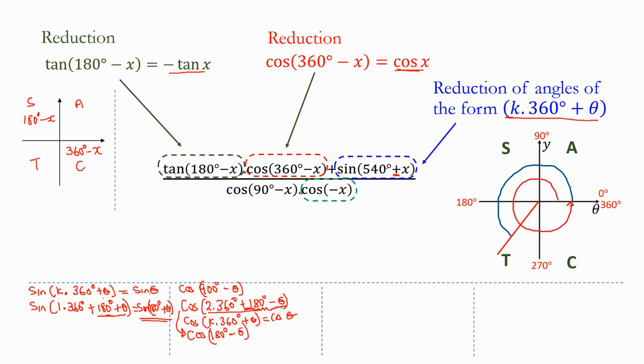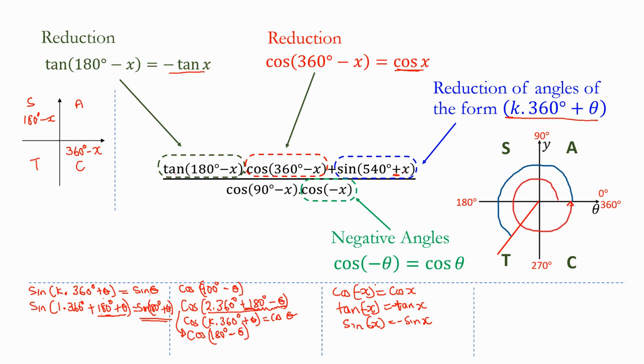And then what do you think of here? These are negative angles. Remember, negative angles. Remember that cos negative x is equal to cos x. Then tan negative x is equal to negative tan x. And then sine negative x is equal to negative sine x. Okay, remember that. So that's what we have there.